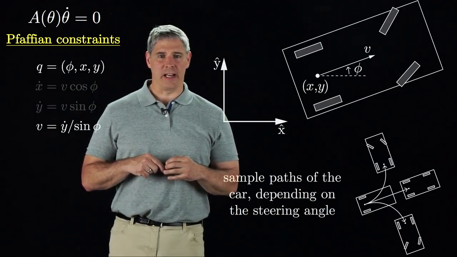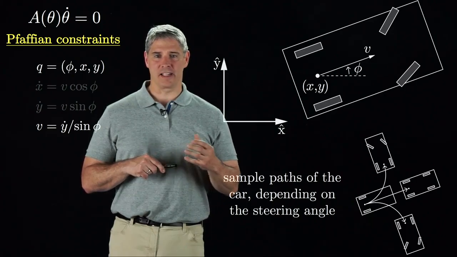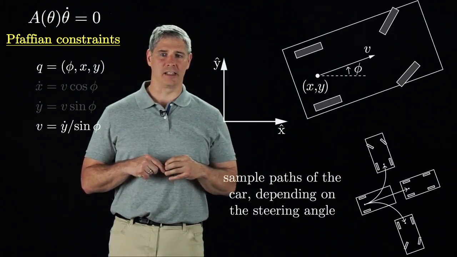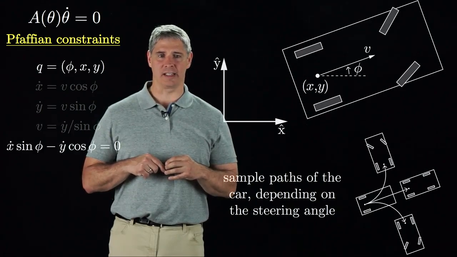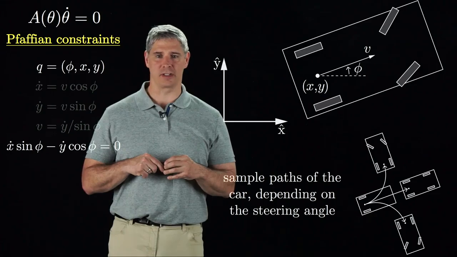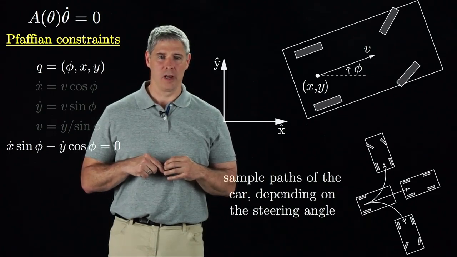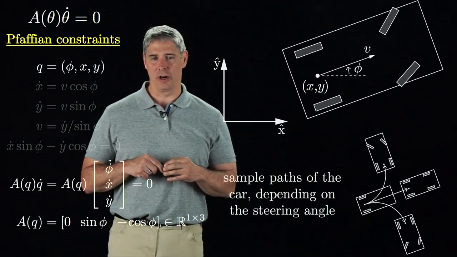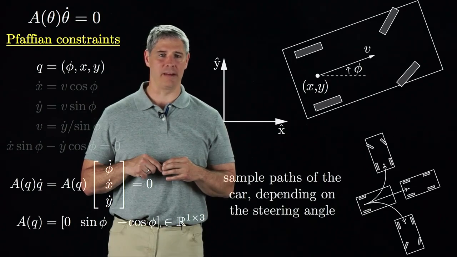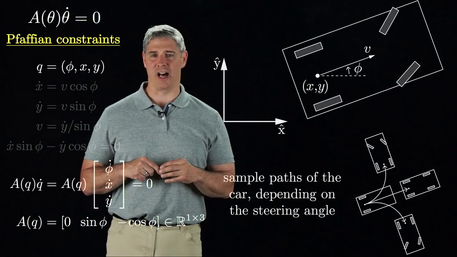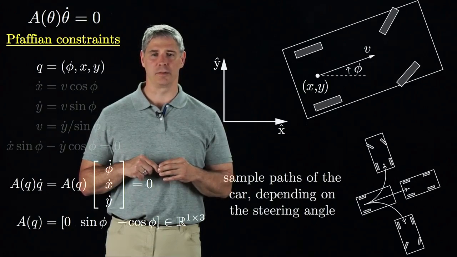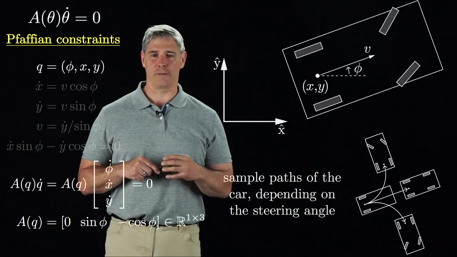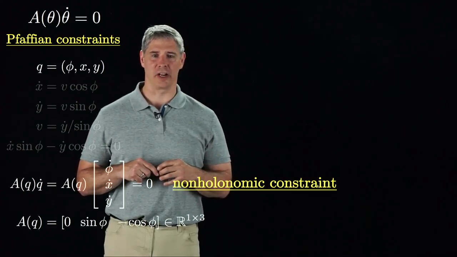We can express v as y dot divided by sine phi and substitute this into our equation for x dot to get the velocity constraint x dot times sine phi minus y dot times cosine phi equals 0. We can write this as a Pfaffian constraint A of q times q dot equals 0, where the single row of the 1 by 3 A matrix is 0, sine of phi, and minus cosine of phi. Unlike a holonomic constraint, this velocity constraint cannot be integrated to give an equivalent configuration constraint. Therefore, we call this a non-holonomic constraint.